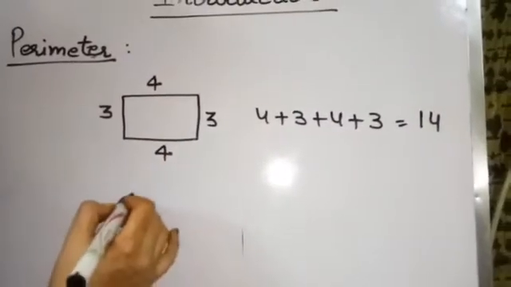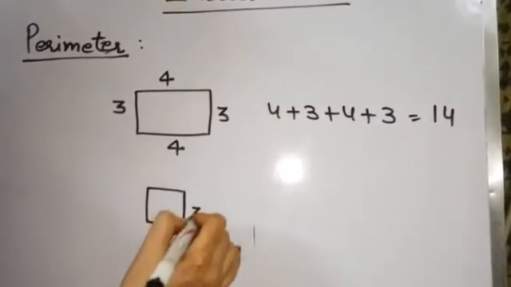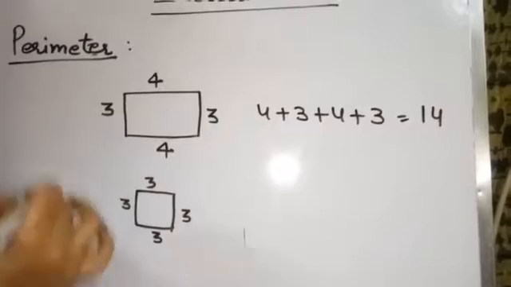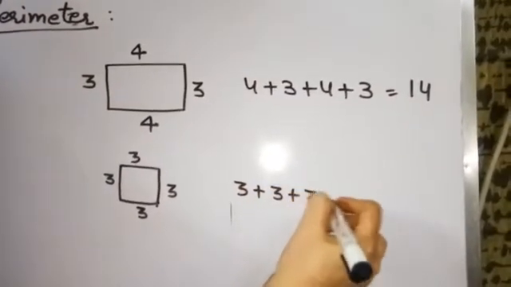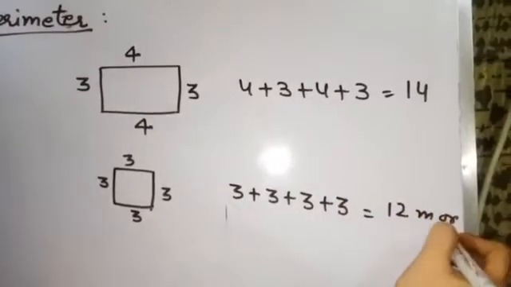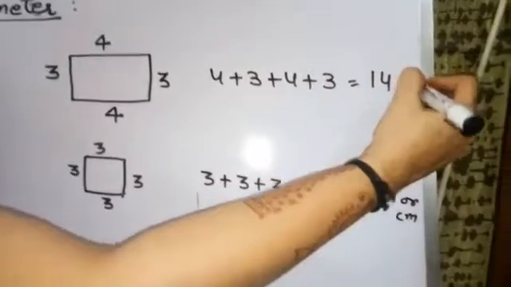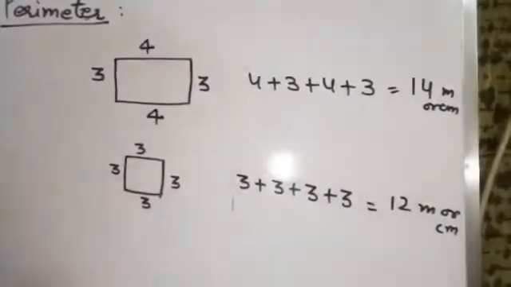If you are taking a square, the perimeter is again 3, 3, 3, 3. All sides of a square are equal. So that is 3 plus 3 plus 3 plus 3, that is 12 meter or centimeter. That depends on the units which are given to us.